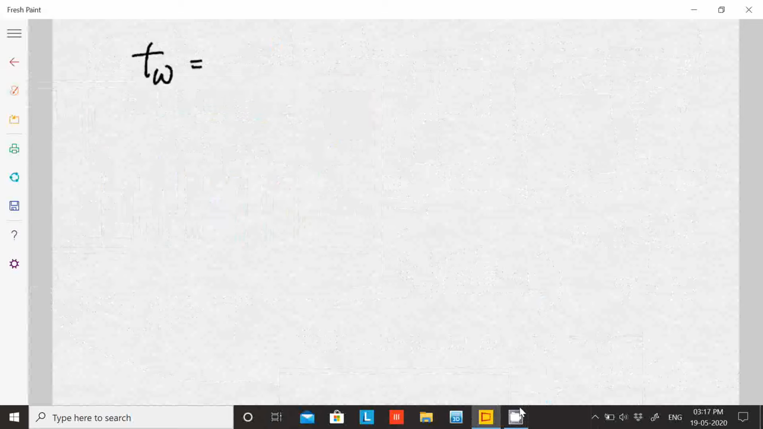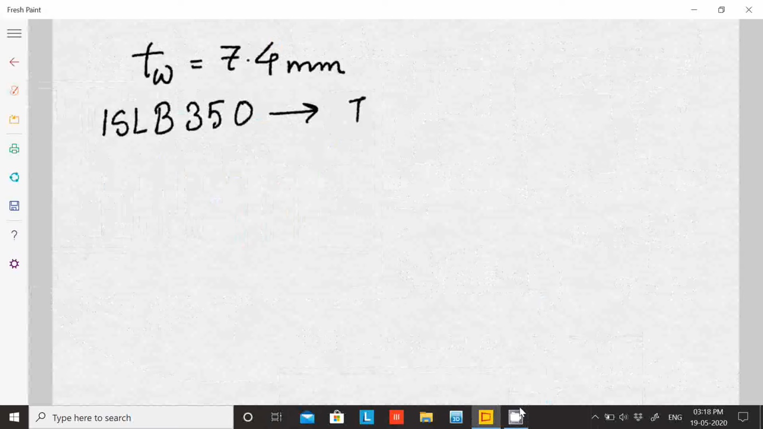TW is equal to 7.4 mm. Okay, now for the section ISLB 350, the IZZ is equal to 13200 into 10 to the power 4 mm4.